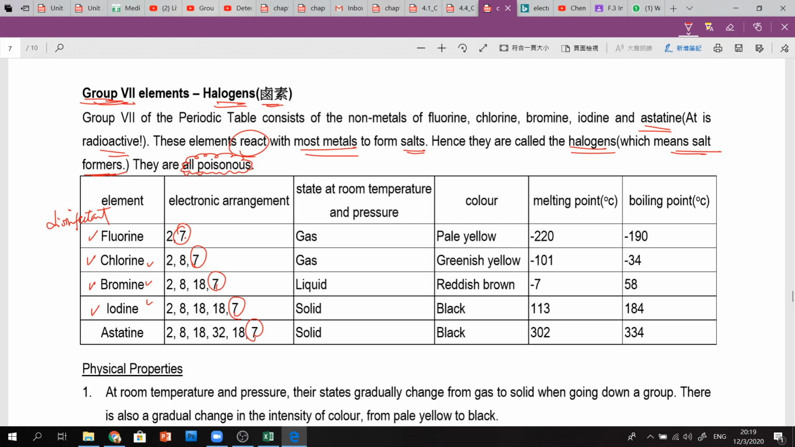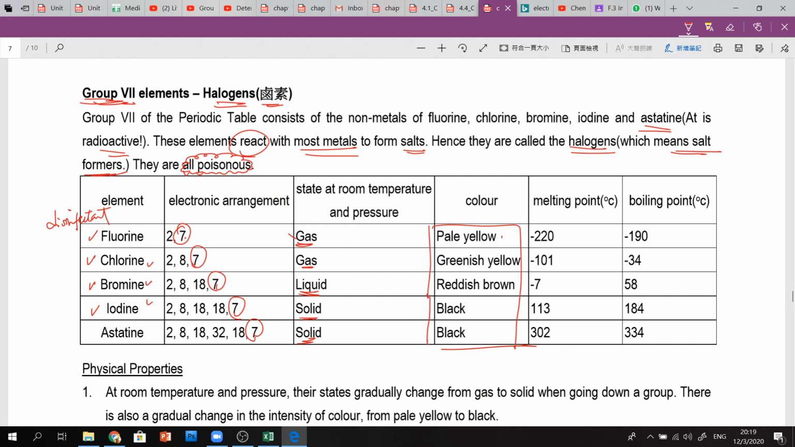This group is very special because we have 3 physical states among those 5 elements. The first 2 are gases. Bromine is a liquid, while iodine is a solid, and astatine is a solid. They also have very special colors. Can you see that?